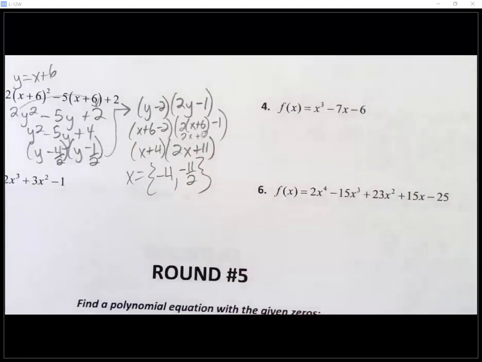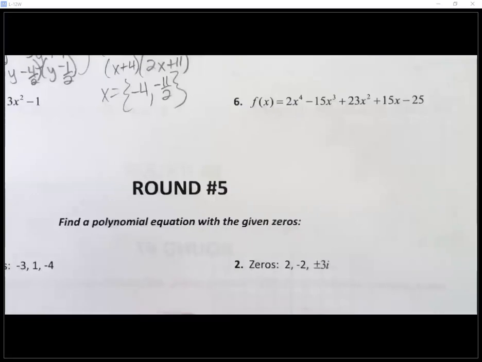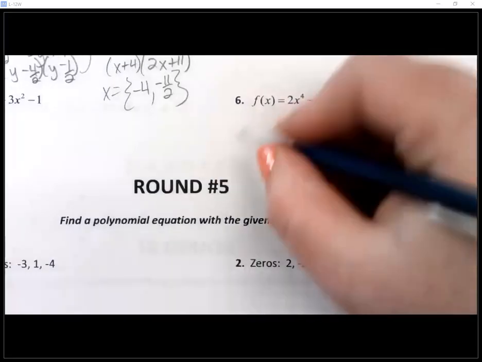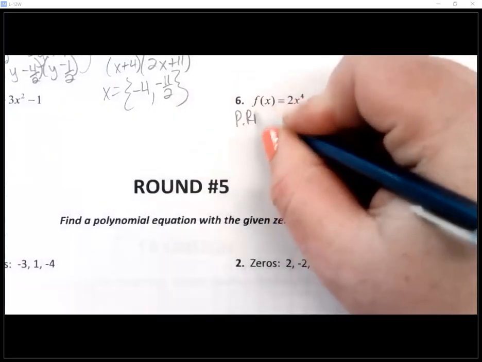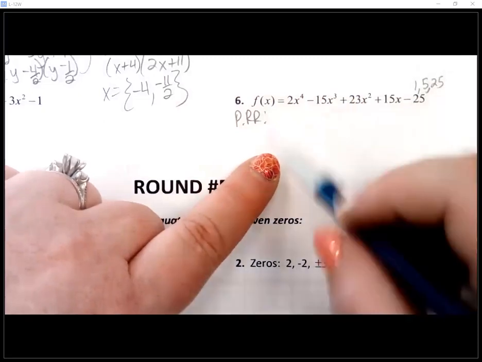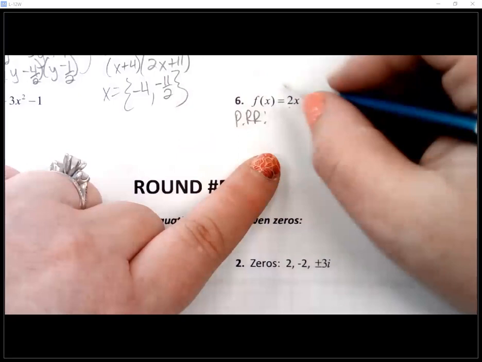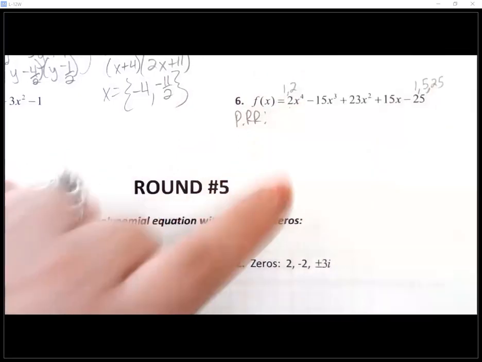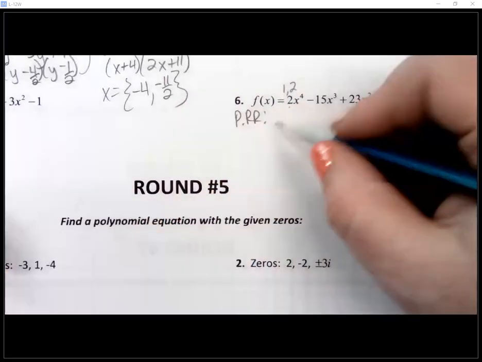So possible rational roots. Remember how we find them. I take all the factors of 25. So that's 1, 5, and 25. And I'm going to divide them by the factors of my lead coefficient, which in this case is 1 and 2. I want positive and negative, all of them.